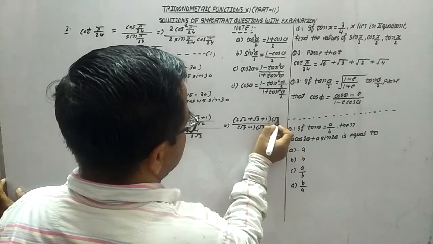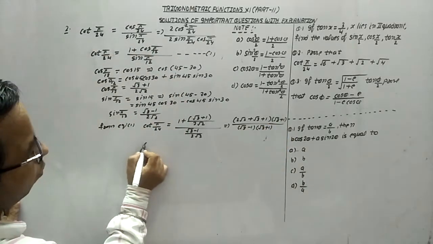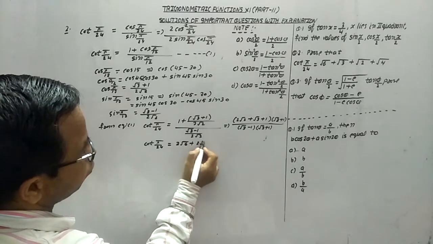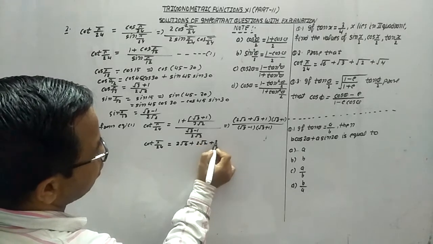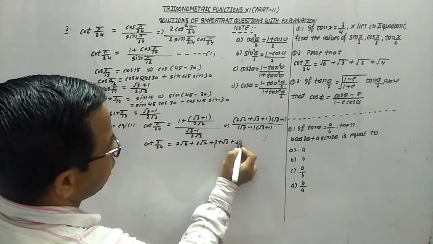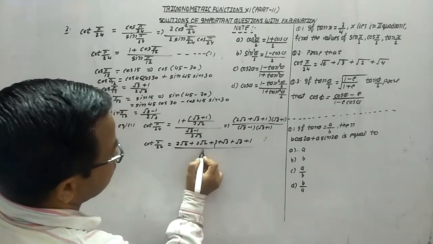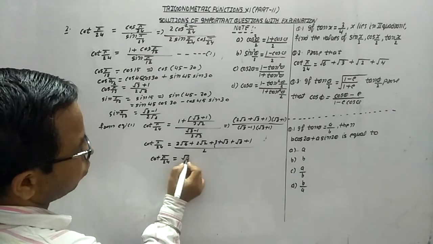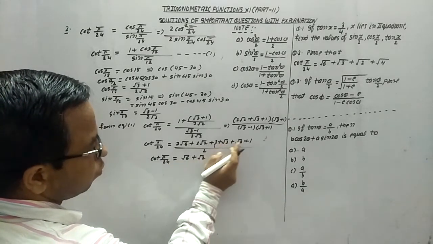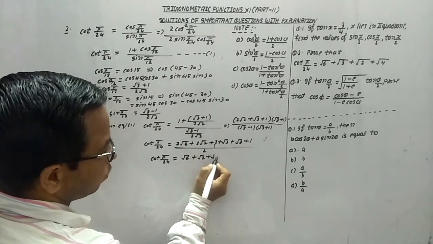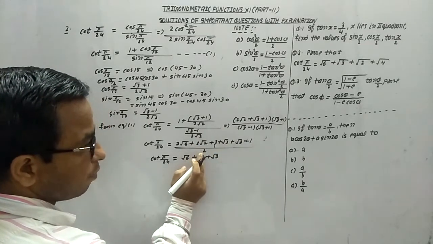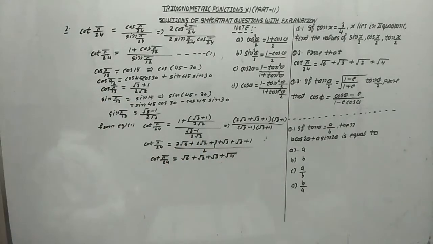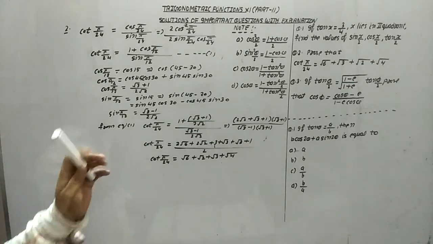Root 3 plus 1, root 3 plus 1. Now cot pi by 24 is equal to, on multiplying, (2 root 6 plus 2 root 2 plus 3 plus root 3 plus root 3 plus 1) upon 2, by the identity (a minus b)(a plus b). It means cot pi by 24 is equal to root 6 plus root 2, root 3 plus root 3, which is 2 root 3, divided by this, and 3 plus 1 is 4 divided by 2, it means 2, and for 2 we can write root 4, and this is the answer. So this is the way to do this type of question.